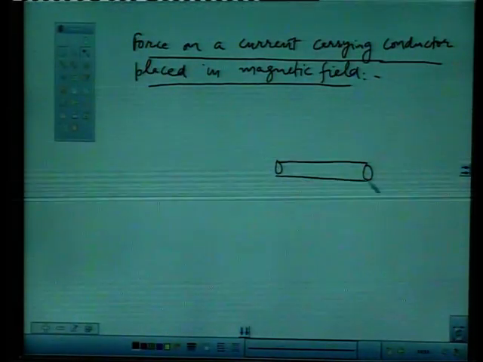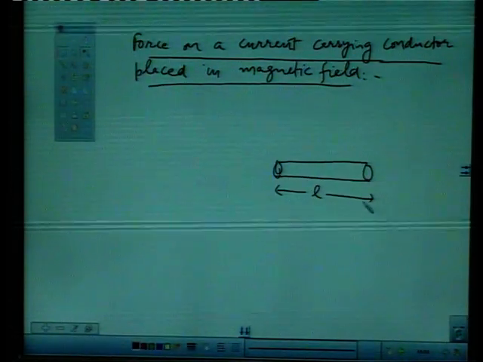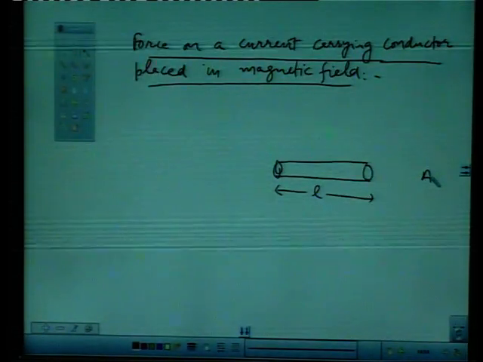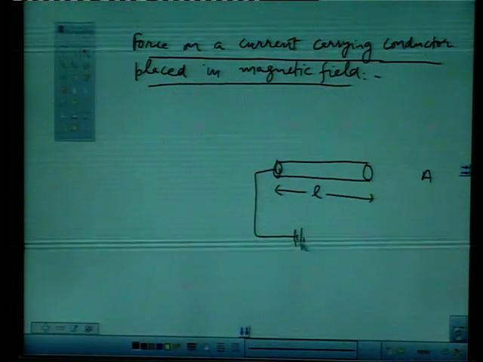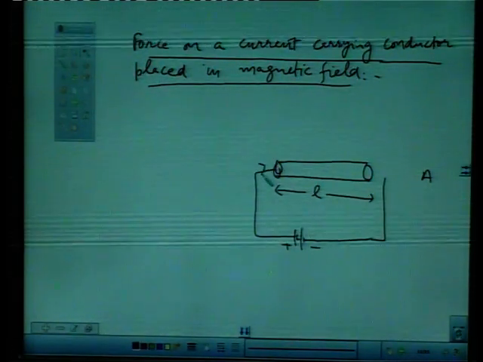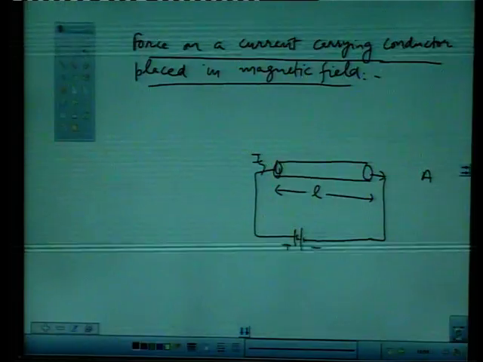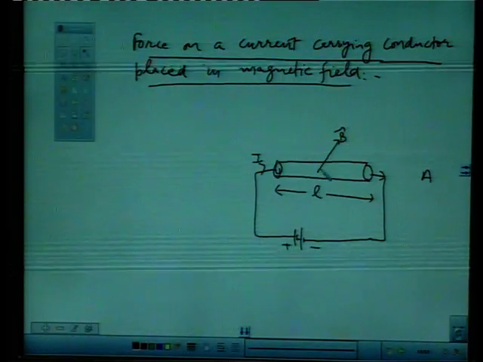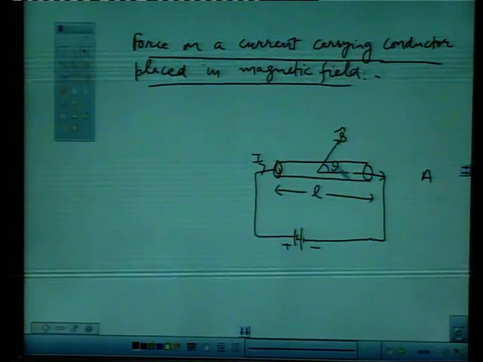This is a straight conductor of length L and area of cross section A. It is connected to a battery, so the current will be along this direction, and the direction of the magnetic field is like this. So the angle between the current and the magnetic field is theta.